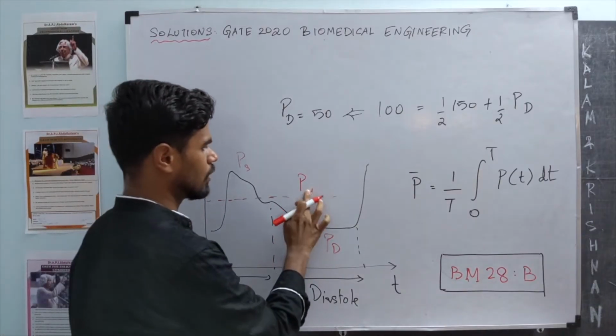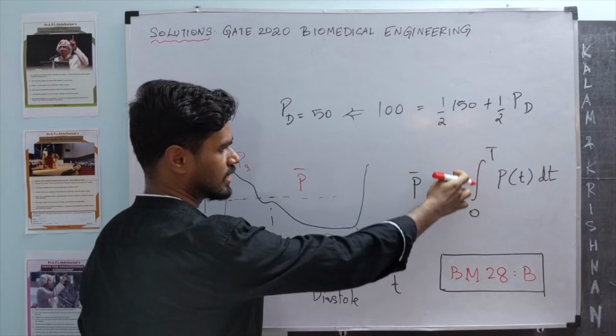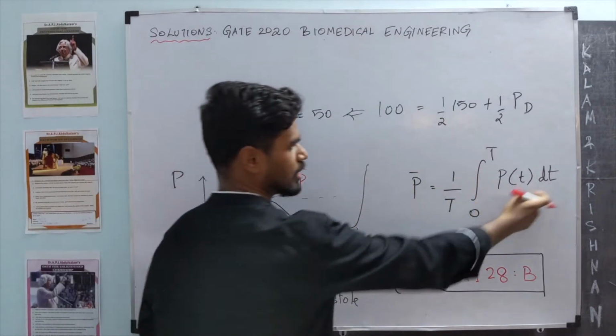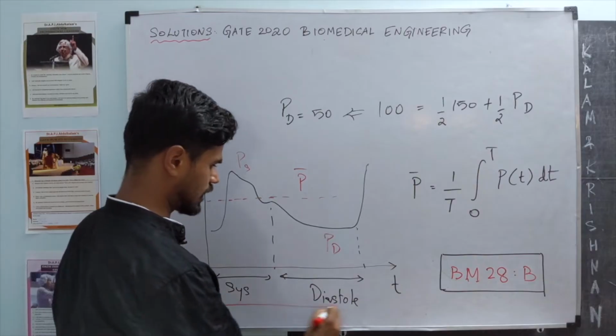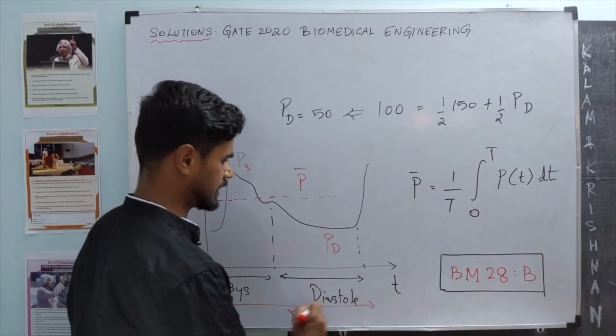That mean, or P bar, is given by the average of this waveform, 1/T times the integral of P of t dt from 0 to T, along this total heartbeat time, which is capital T.